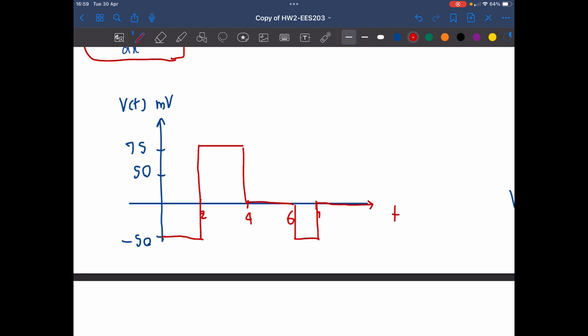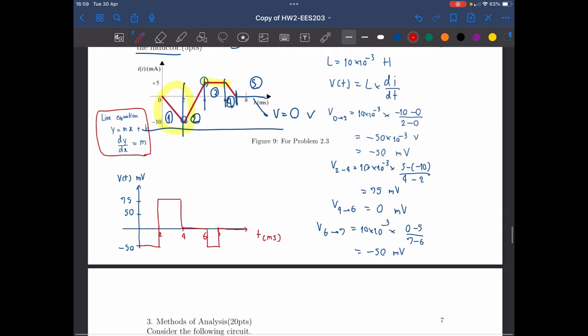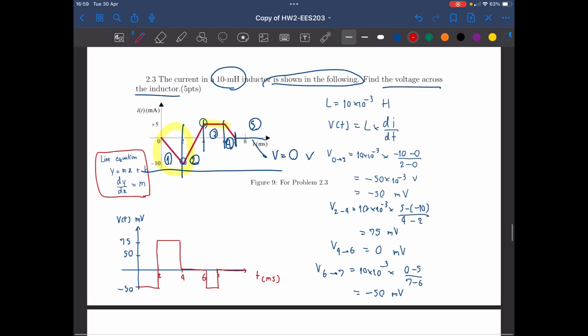So this part is time in milliseconds, and this is the voltage across the inductor, which represents how the current flows according to this question.